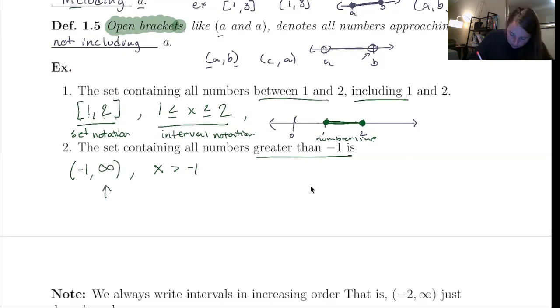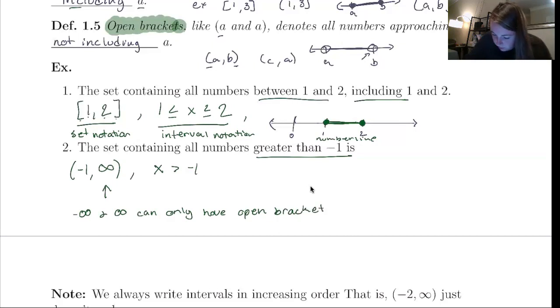And negative infinity and infinity can only have open brackets. Why is that? Think about that for a second as I draw my number line. Why can't I ever have a closed bracket on infinity? I kind of mentioned it earlier.